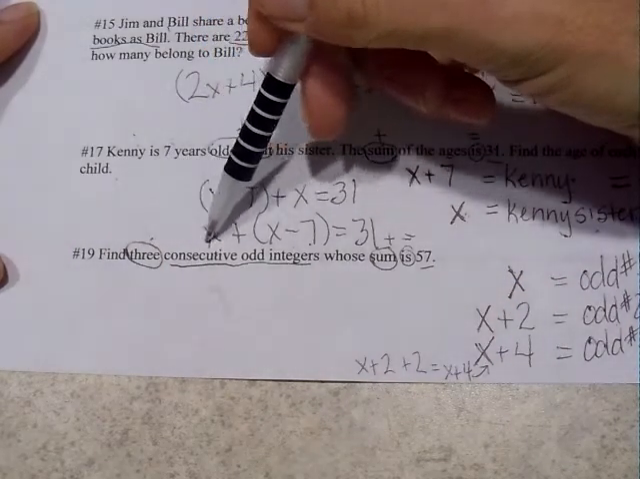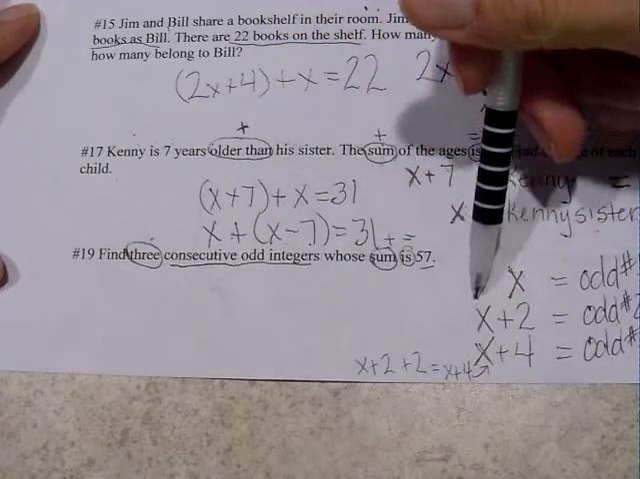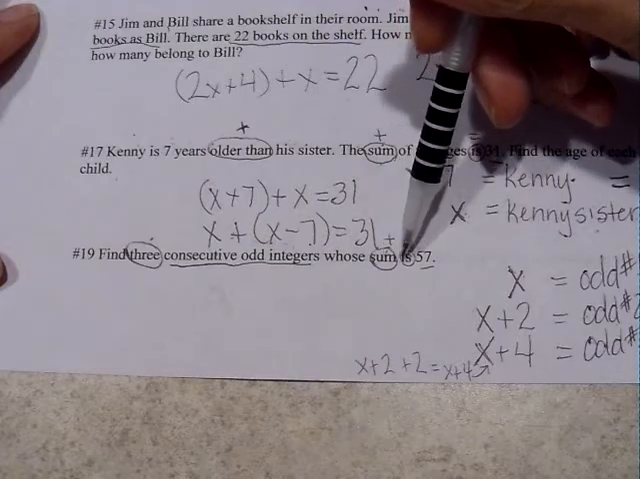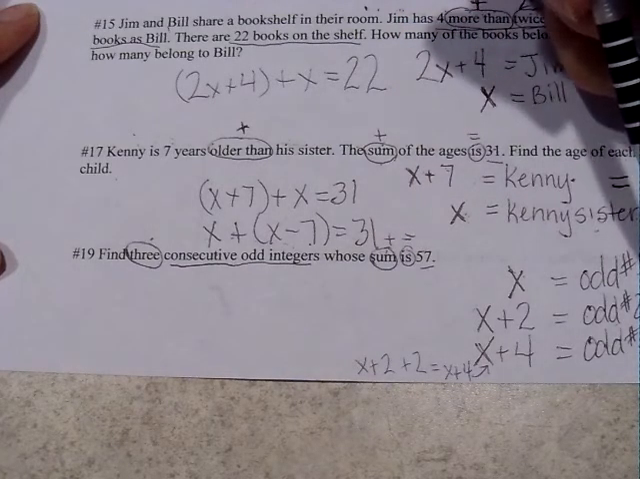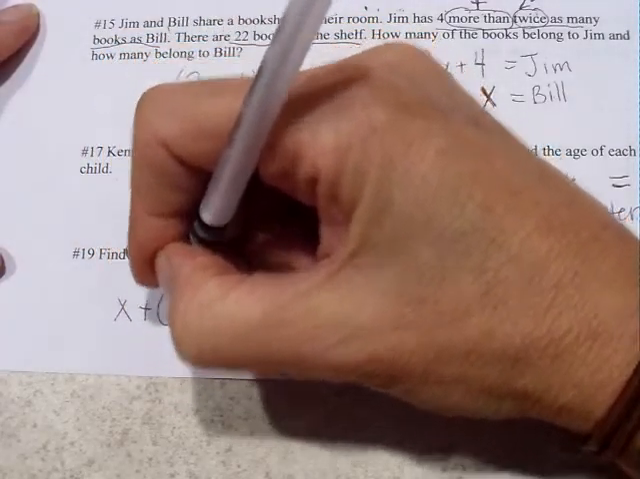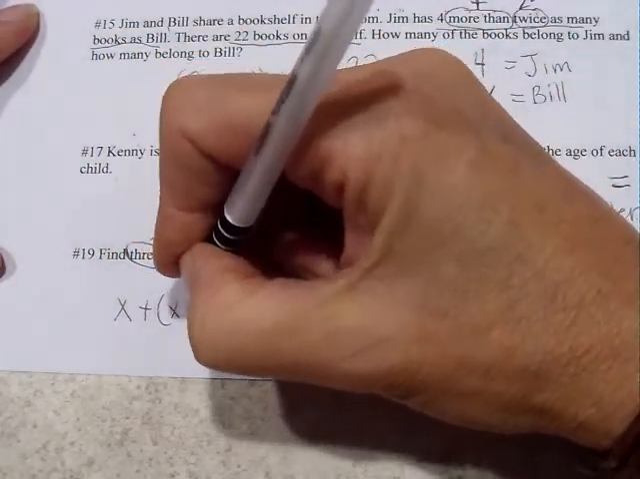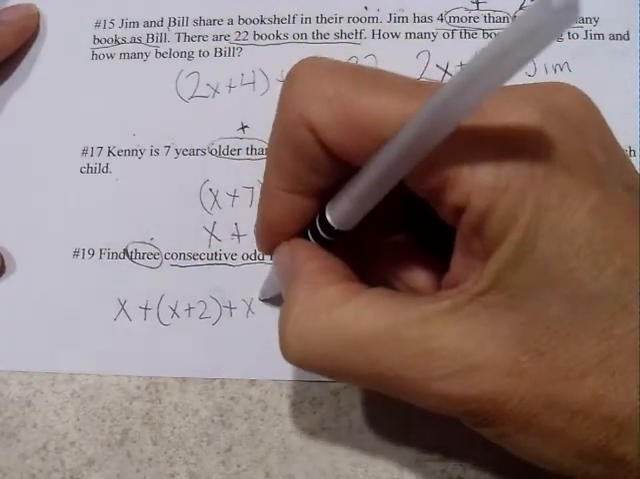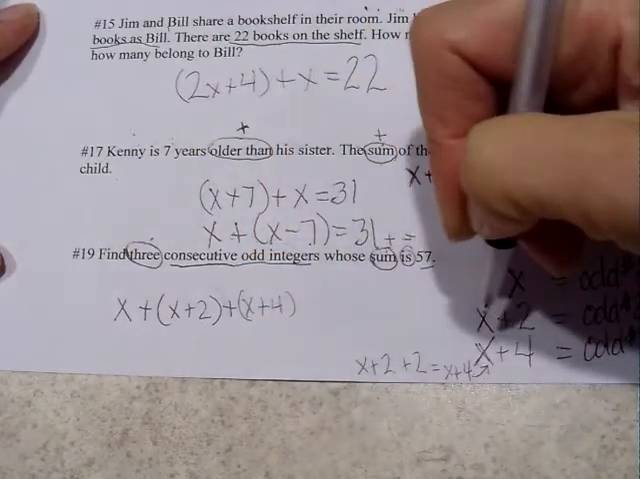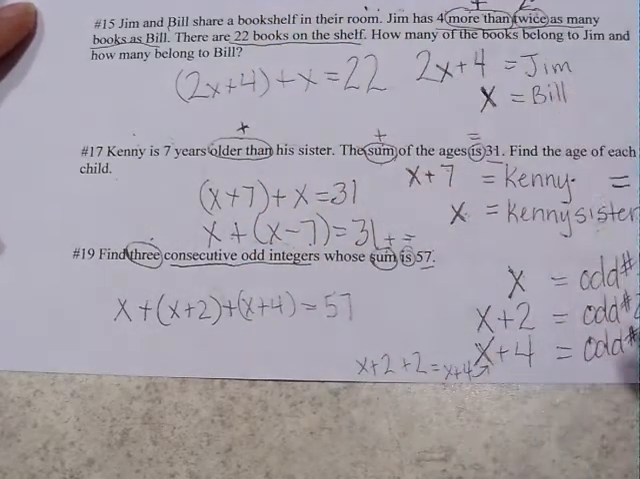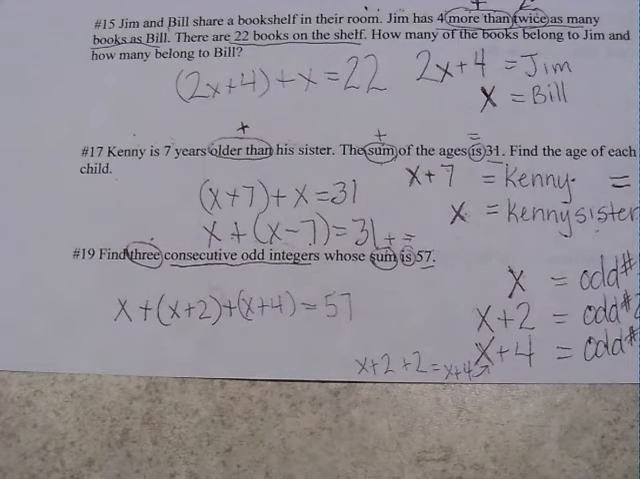Now, we have our 3 consecutive odd integers. We've represented them here. And we need to make an equation that shows the sum of them is 57. Pretty simple. I think you can do that after we've done all these. x plus x plus 2 plus x plus 4 equals 57.